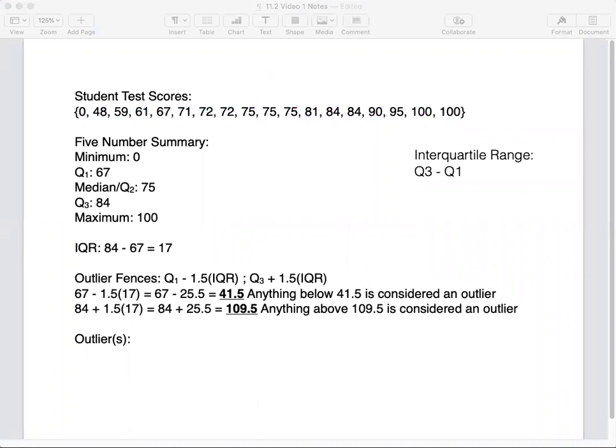And if we take a look at our data, we'll probably find relatively quickly that there are some values. If we look on the other end, our maximum value is 100. 100 is less than 109.5, so we have no upper outliers. If you look at the bottom of our data set, though, 0 is well below 41.5. So 0 is in fact an outlier. 48 is above 41.5, so it's within our range of expected values from 41.5 to 109.5. So it is not an outlier. Our only outlier then is 0.